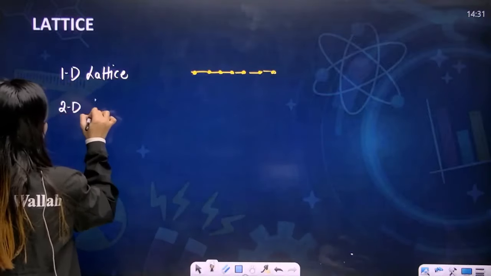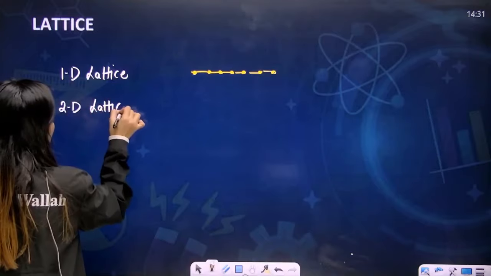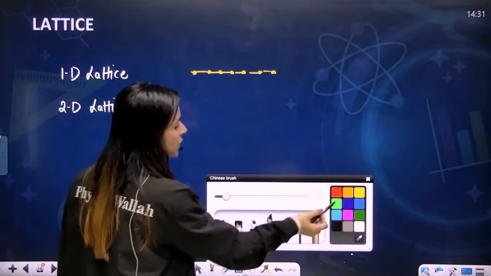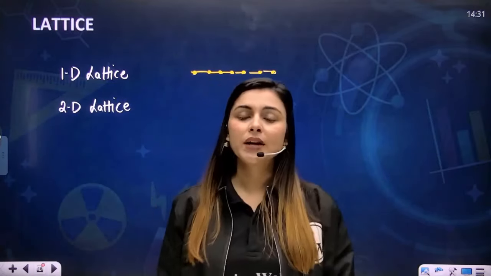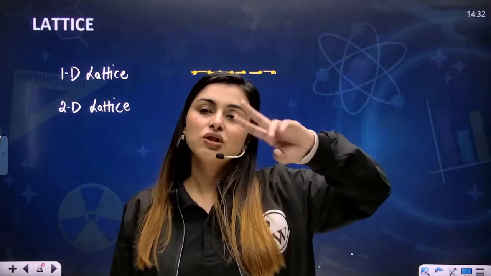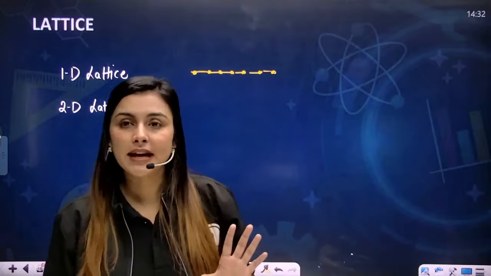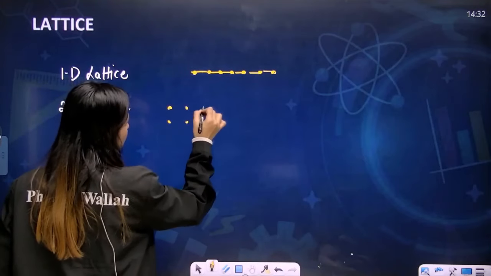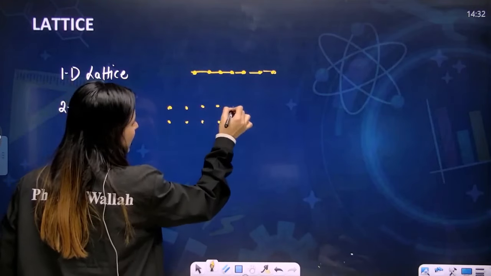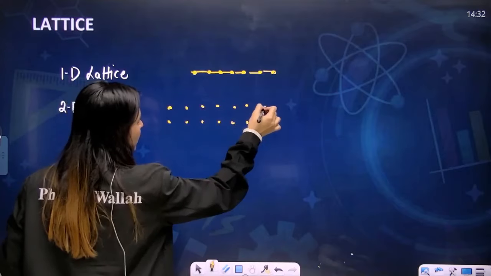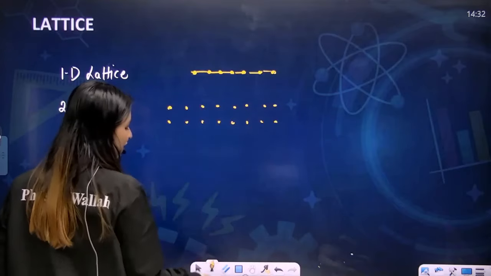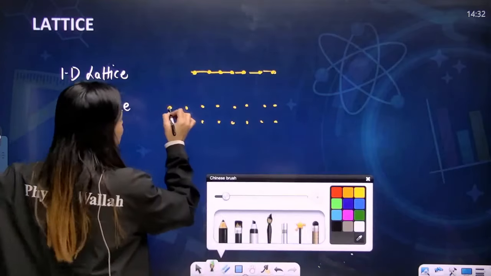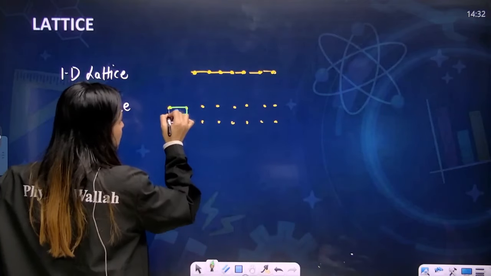If we talk about a two-dimensional lattice, my dear students, what will it be? Since we are talking about two dimensions, it will be in two different axes. Let's say x and y axis, so your lattice would be something like this. Are we playing a game or what? I hope all of you remember. I hope you might have played this game because I have played this game a lot. Something like this.